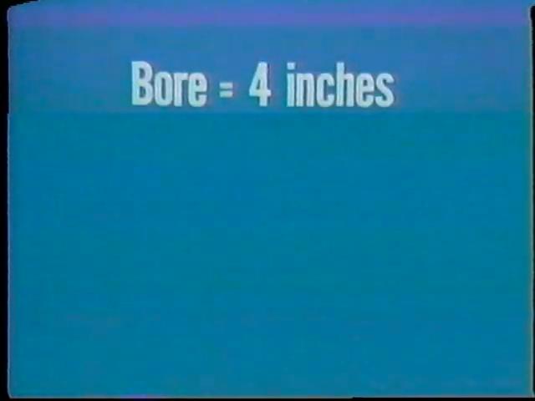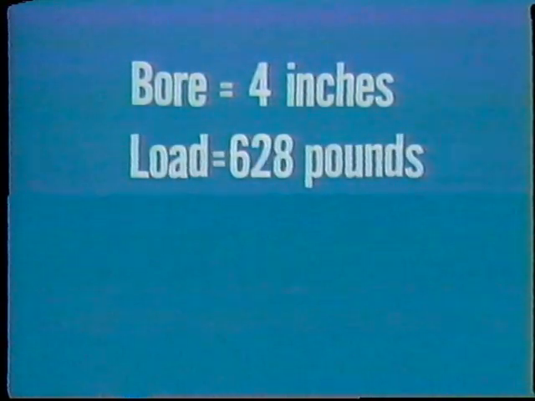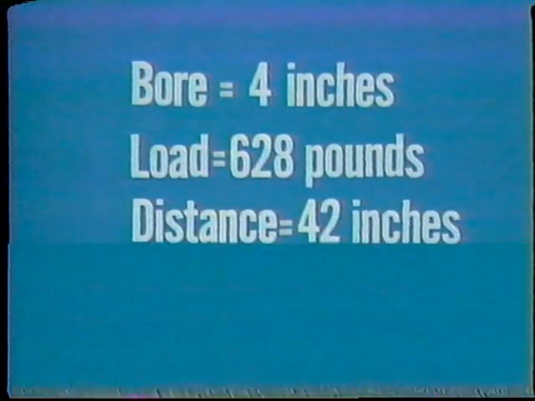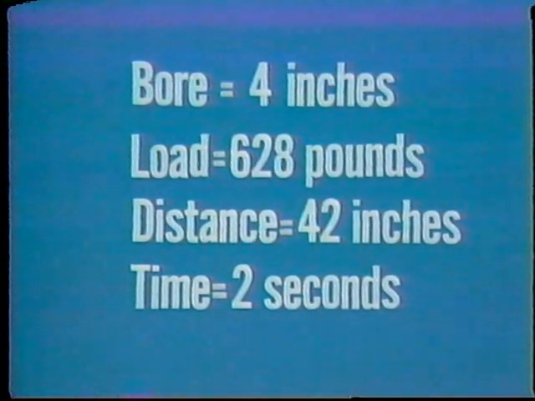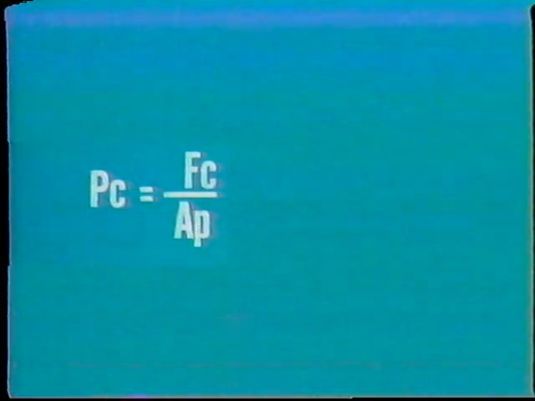Let's suppose we had a cylinder with a 4-inch bore. As it extends, it pushes a load of 628 pounds, a distance of 42 inches, in 2 seconds. What must be the flow rate into the cylinder? Well, first we have to determine the air pressure at the cylinder. Since the rod is extending, air is being supplied at the cap end of the cylinder, and we will assume the exhaust pressure at the rod end is 0.